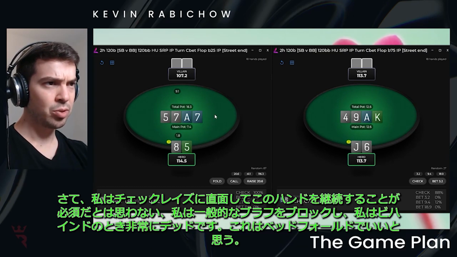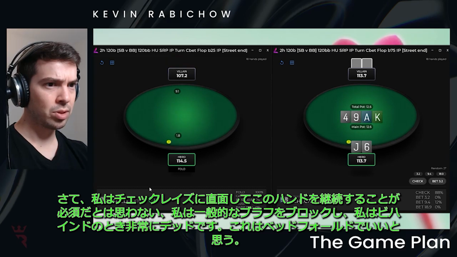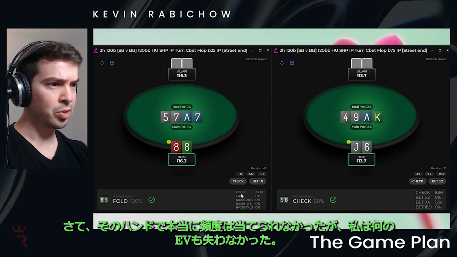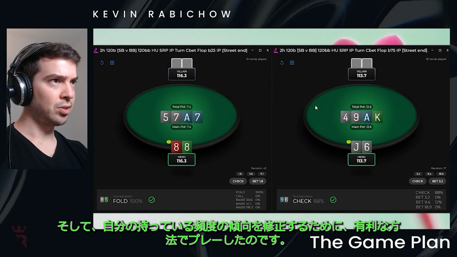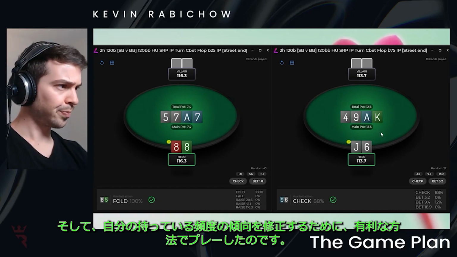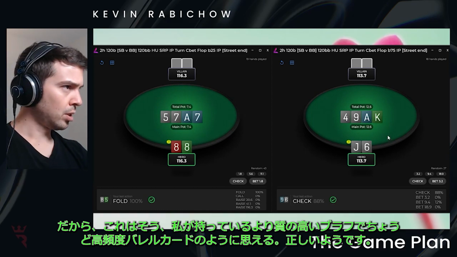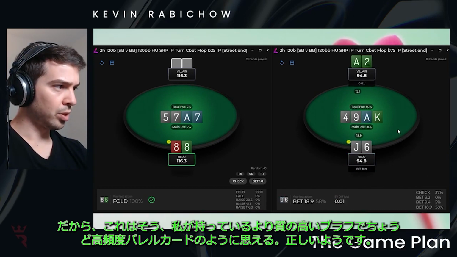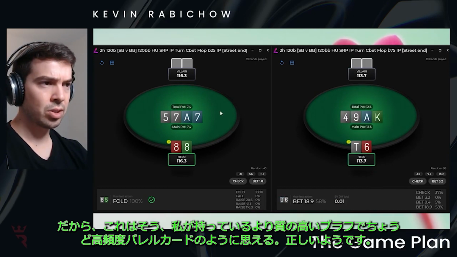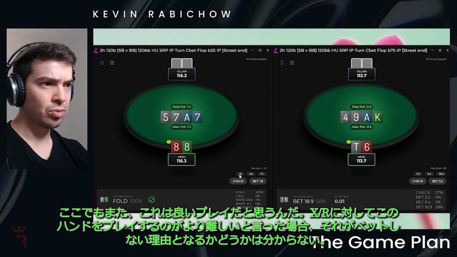Now, I don't think it's mandatory to continue this hand facing a check raise. I block a common bluff, and I'm extremely dead when I'm behind. I think this is okay to just bet fold. So I didn't hit frequencies really with that hand, but I lost no EV whatsoever. And I played in a way that is favorable to correct the tendencies that I've had with my frequencies. So this seems like just a high frequency barrel card with the better quality bluffs that I have. Seems correct. Here again, honestly, I just think this is a good play.